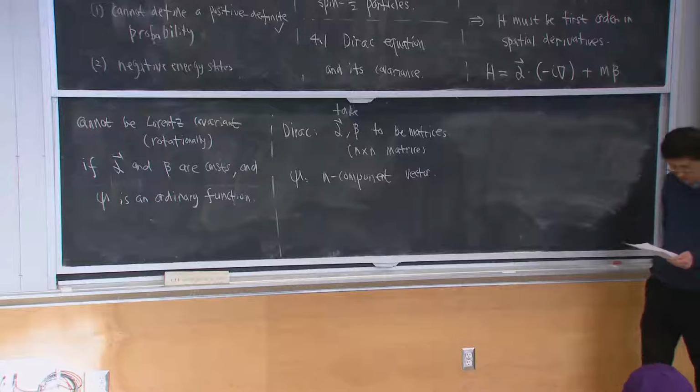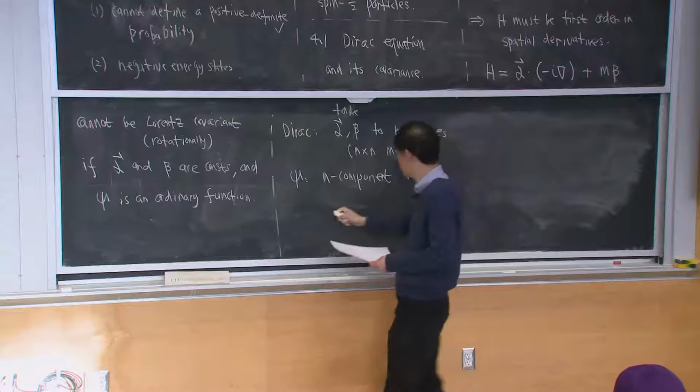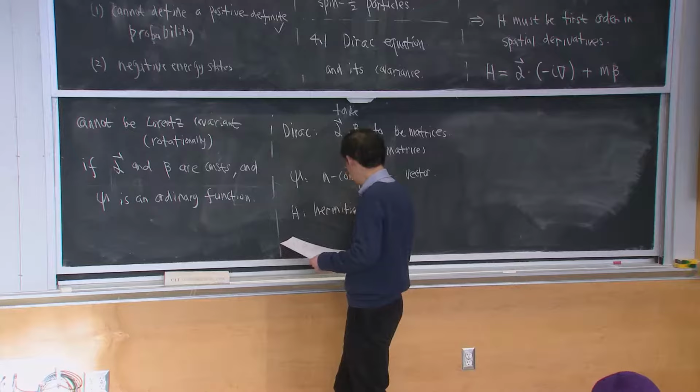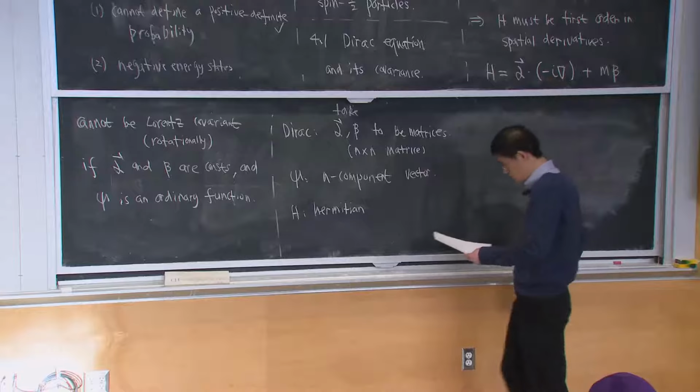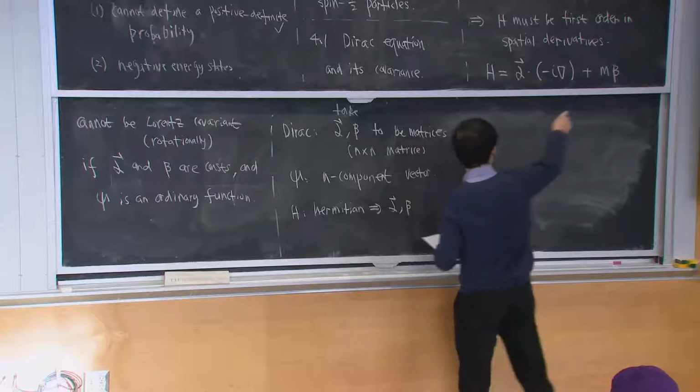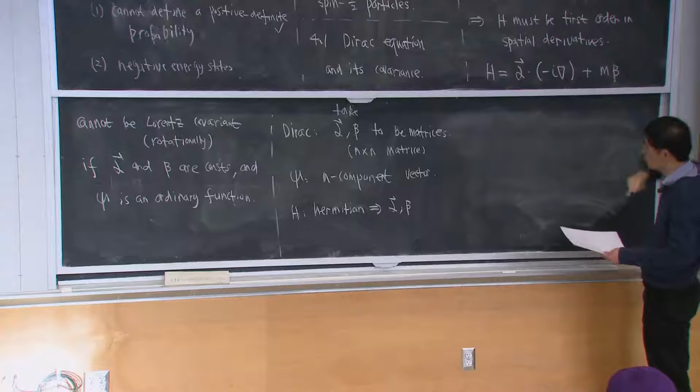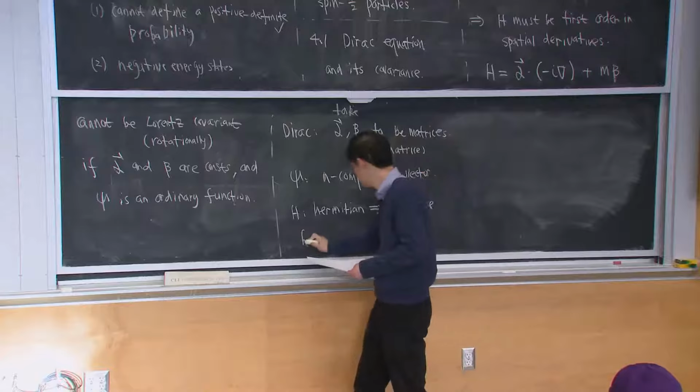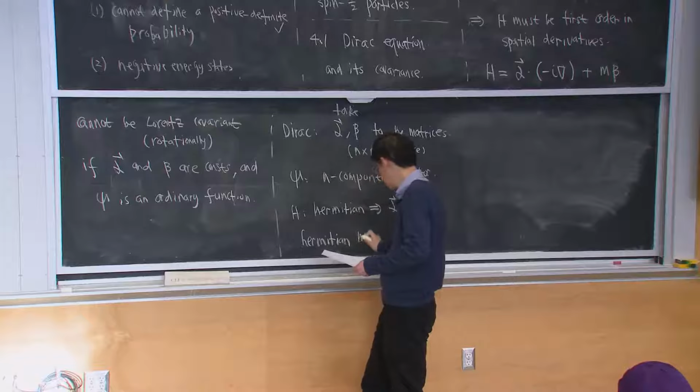And so now if you want H to be Hermitian, then you can immediately conclude, so that's why I put the minus i here, that alpha and beta, so m is just some constant. And here is a matrix, you can always take a constant out. So alpha and beta are Hermitian matrices. They're just some constant Hermitian matrices.